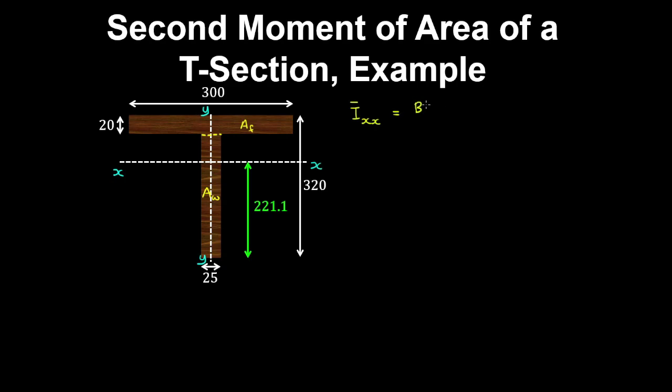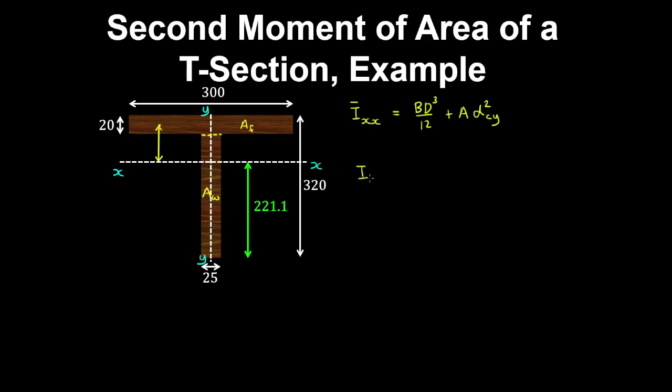So for each rectangular section we have the width by the depth cubed on 12, plus the area of the section multiplied by the distance between the centroid of that area to the centroid of the section, squared, using the parallel axis theorem.